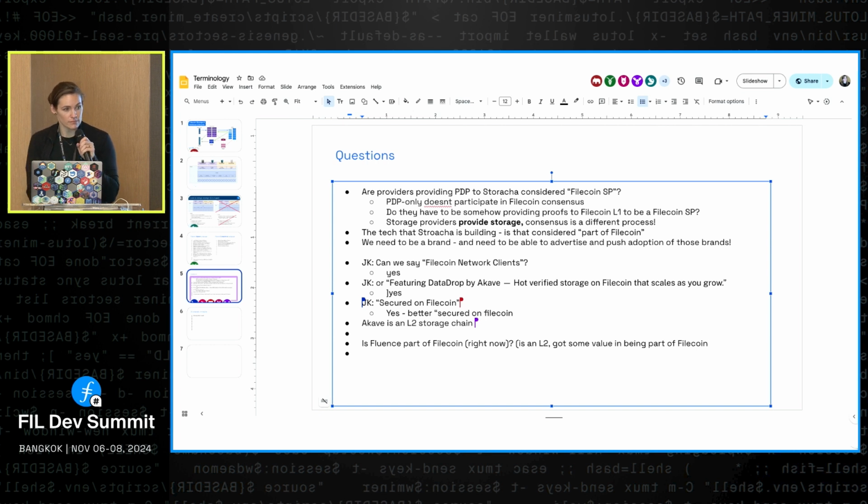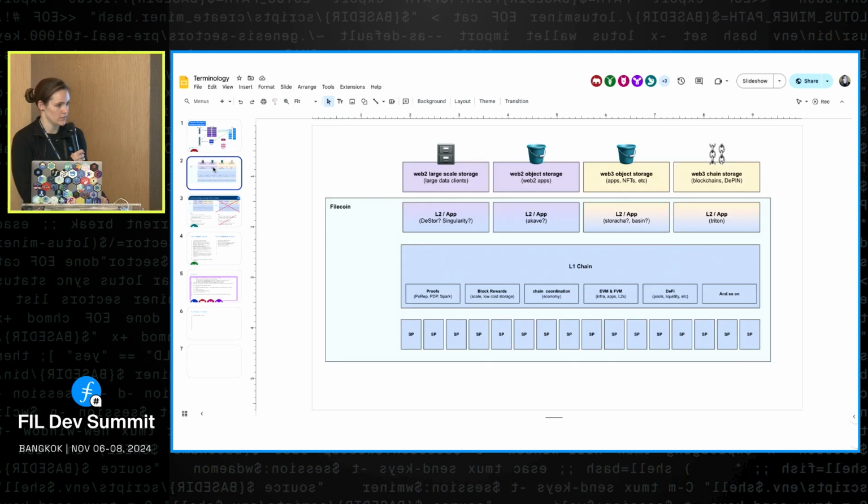As the last question, can you synthesize the value of Filecoin L2s for Filecoin? What are the benefits we should focus on?